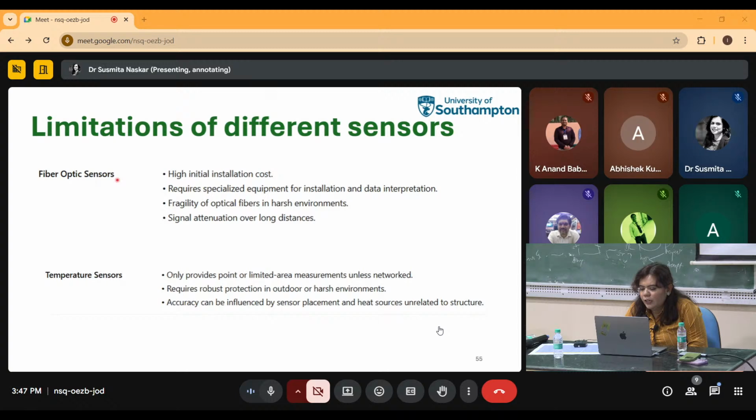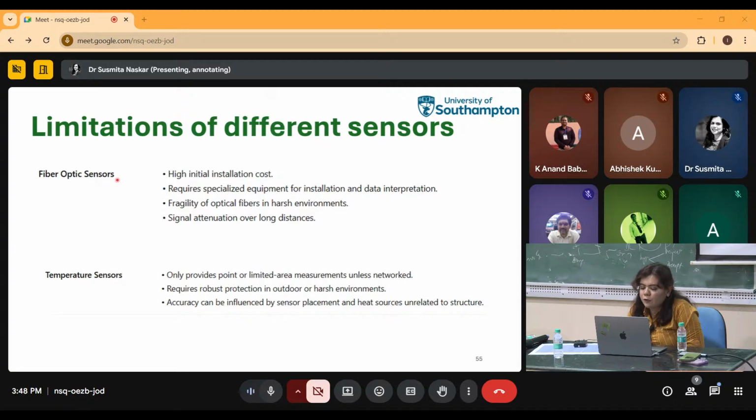And then comes the last one, which is the temperature sensor. Temperature sensors typically provide point or limited area measurements unless they are networked, or they may miss the spatial variation, right? That means you need a larger number of temperature sensors. They also require robust protection to survive harsh outdoor environments. Their accuracy can be influenced by sensor placement or external heat sources, which may not be related to the structure itself. So it can get affected from the outside as well. There will be some external heat, not from the infrastructure but from outside.